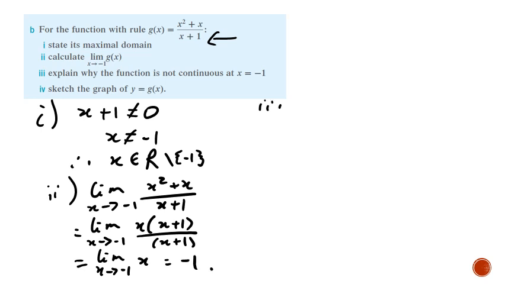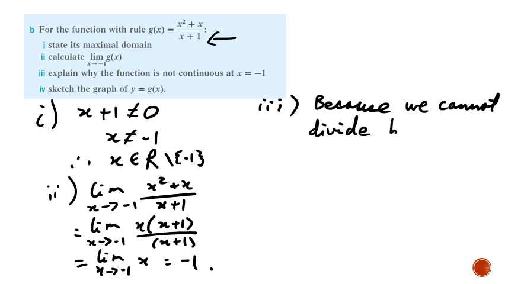3. Explain why the function is not continuous at x equals negative 1. Because you can't divide by 0. Yep. Because you cannot divide by 0.